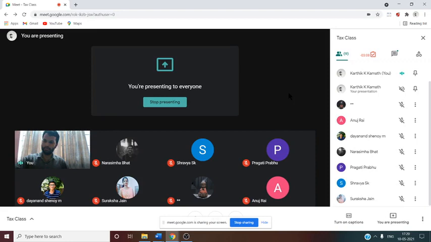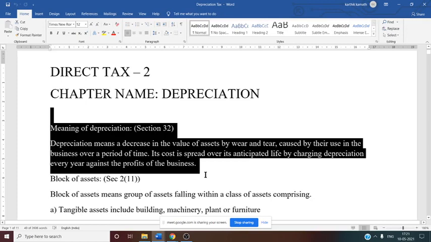So now we have seen the brief meaning of depreciation. It is a cost spread over the anticipated life by charging depreciation every year against the profits of the business. So first we have to identify whether the firm is making a profit or going through a loss. If there is a profit, then it is charged against profit. From the profit you are reducing the value of depreciation.